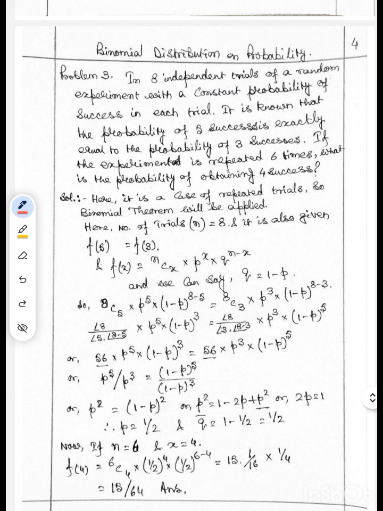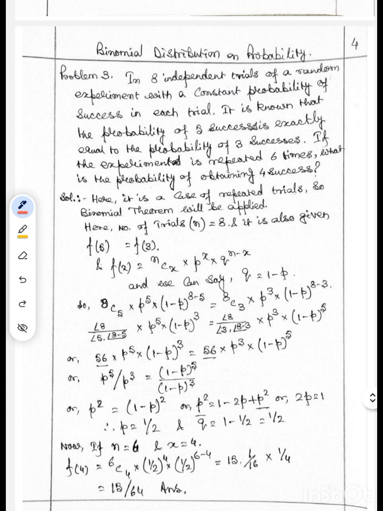Okay, now this is the calculation for binomial distribution. Next, this problem is a back calculation. Okay, so how we have to solve the problem, we see. In 8 independent trials of a random experiment with a constant probability of success in each trial, it is known that the probability of 5 successes is exactly equal to the probability of 3 successes. If the experiment is repeated 6 times, what is the probability of obtaining 4 successes?